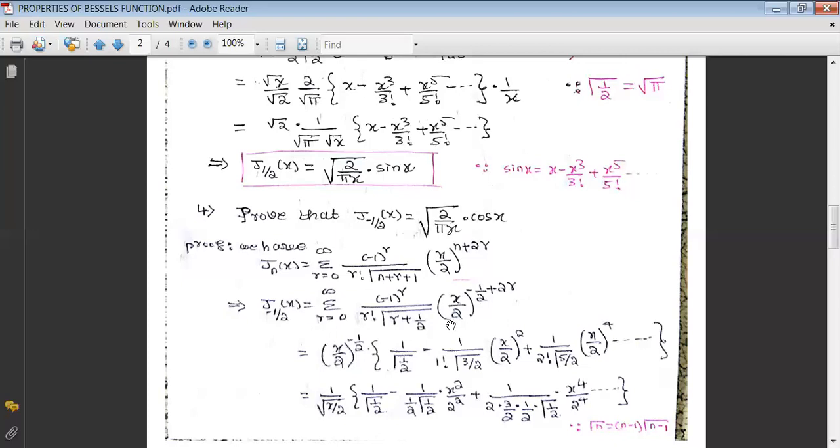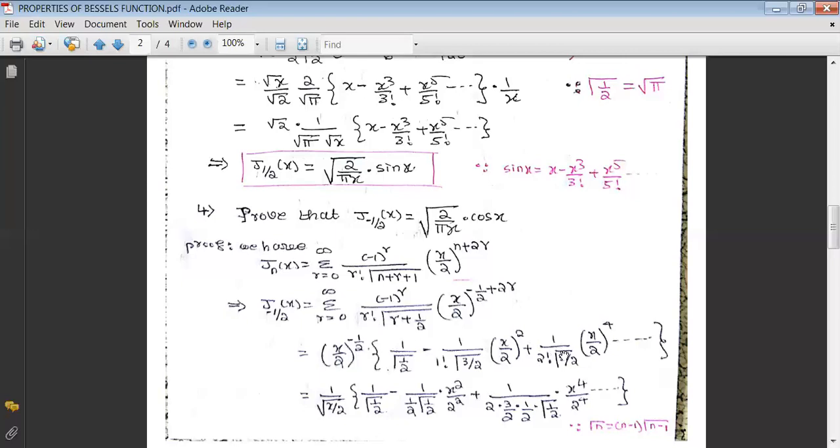Then let us take the values for r equal to 0, 1, 2, and so on. When you take r equal to 0, this becomes 1, this becomes 1, and this becomes gamma half. And when you take r equal to 1, that becomes minus. This becomes 1 factorial, this becomes gamma 3 by 2, and once this is taken out, when you take r equal to 1, that becomes x by 2 raised to 2 plus 1 upon 2 factorial.